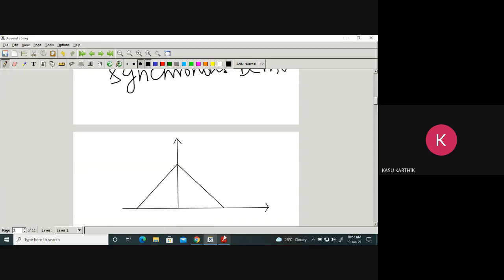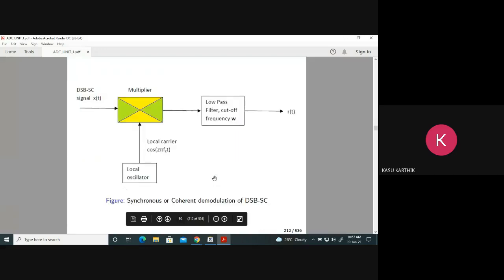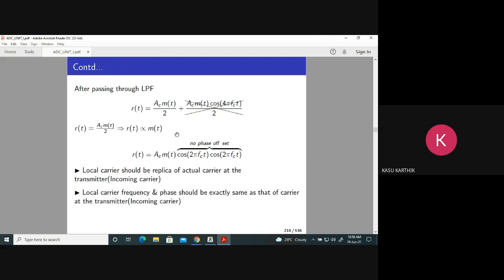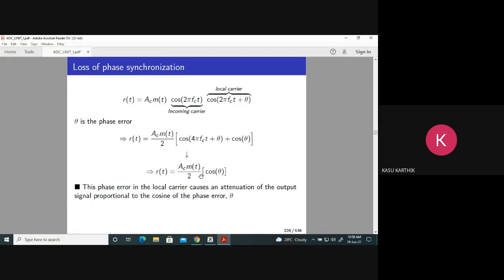So we have seen this is the synchronous demodulator, this is output. All the things are explained. What happens if there is a loss of phase synchronization? What do you get? Apart from m of t, you get cos theta, which is something like attenuation. But this theta should never be pi by 2. If it is pi by 2, you get zero output. That is called null effect.